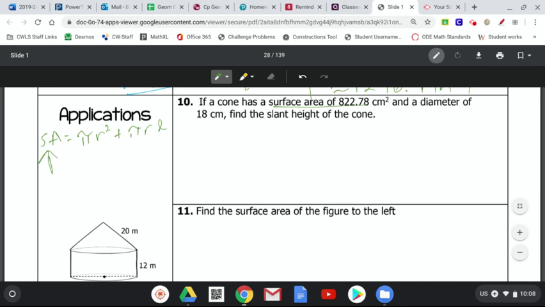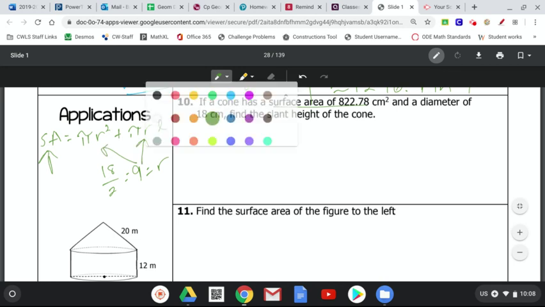And they give us a diameter of 18. They're trying to make it a little bit more challenging. Do we need a diameter? Hopefully at home you're saying, no, Mr. Elling, we don't. We need a radius. So we have to take that 18 and divide it by 2 to get 9, which is going to be our radius. So wherever we see an R in our formula, we plug in 9.